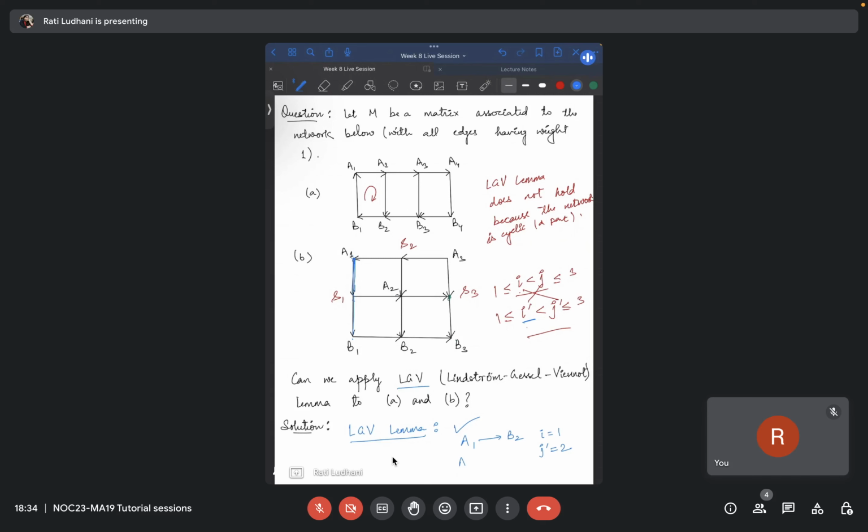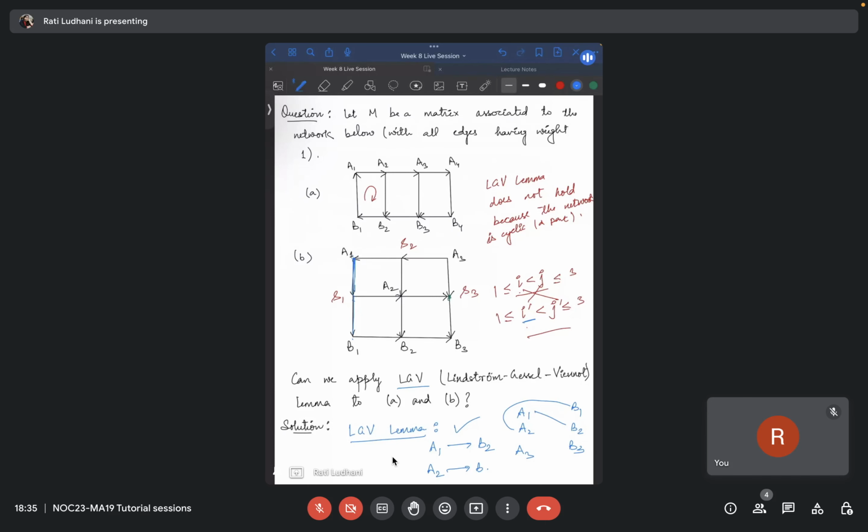Basically, what we are talking about, you have A1, A2, A3, and you have B1, B2, B3, and you are saying you are going from A1 to B2 and then A2 to B1. This should not cross. You are saying like that, right? So let's see if there is something like that or not.